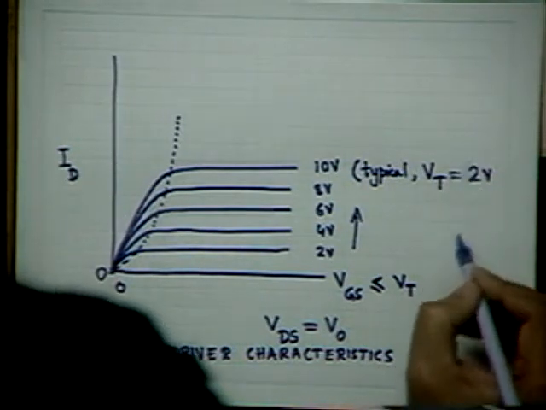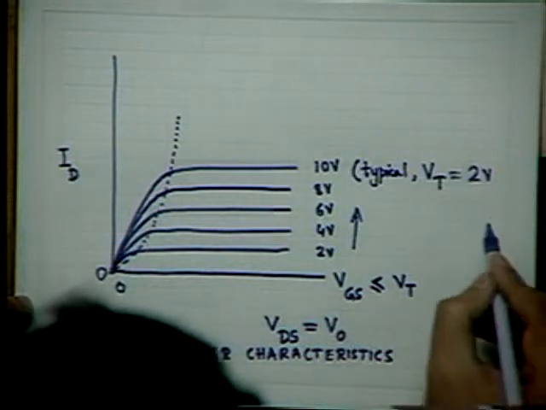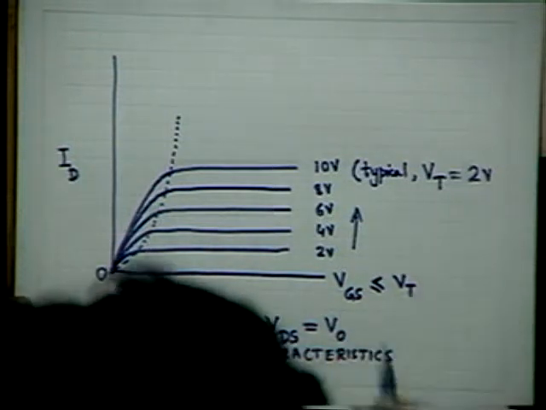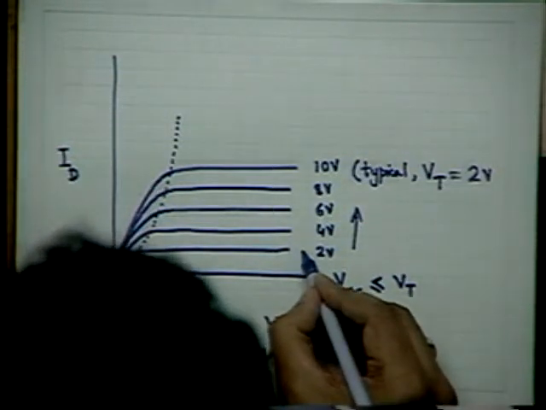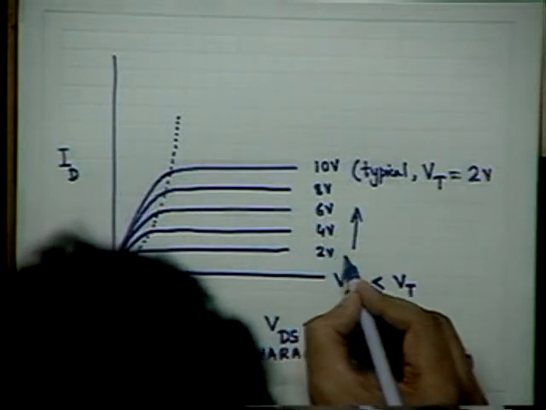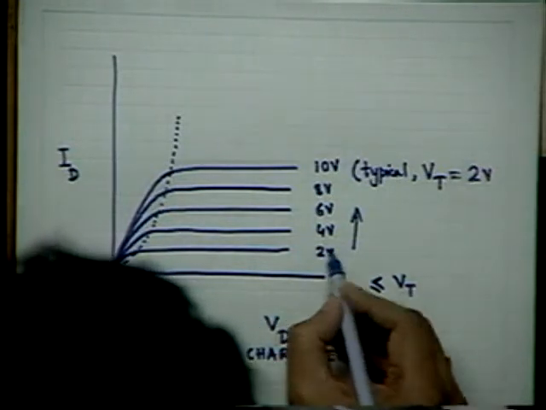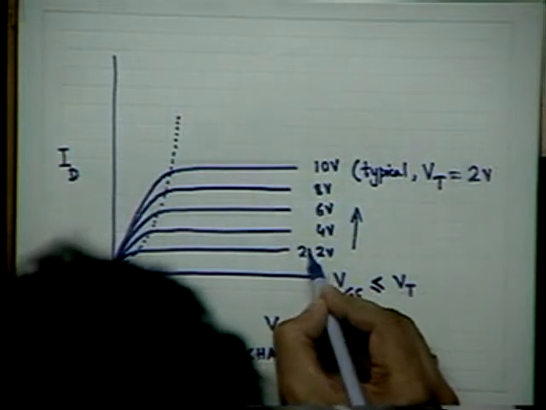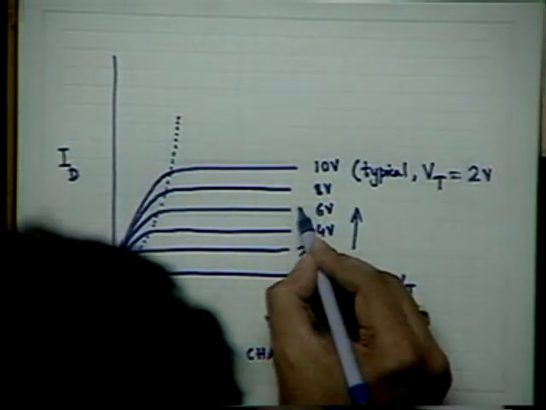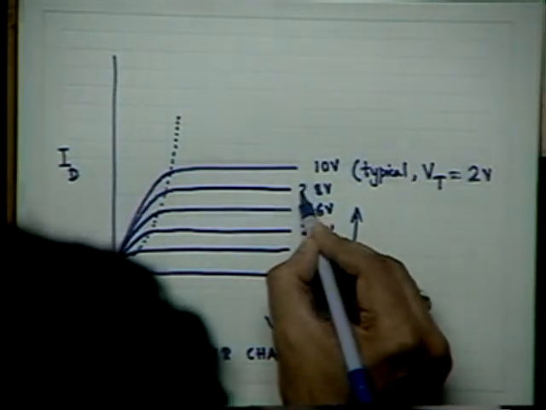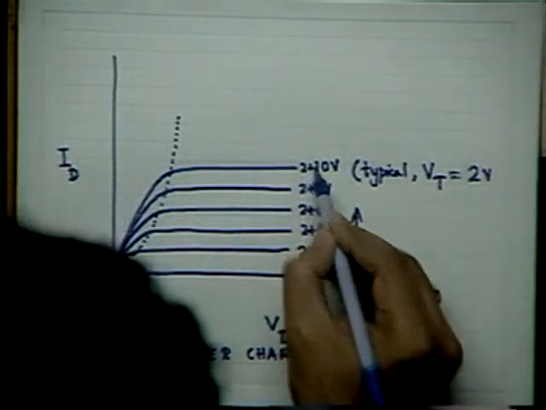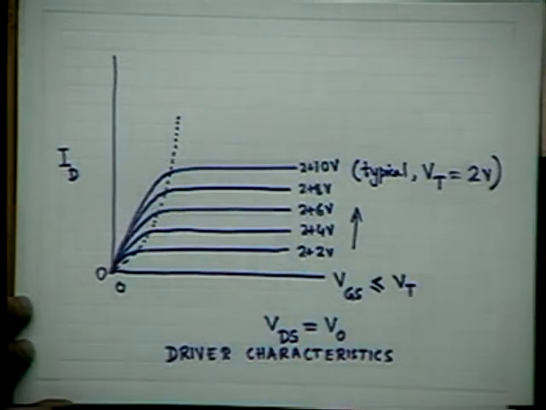But assuming VT is equal to 2 volt, of course, I should not have written it like that, so it will be just added by 2 volt. So you can correct it: 2 plus 2, 2 plus 4, 2 plus 6, 2 plus 8, 2 plus 10, where VT is equal to 2 volt.